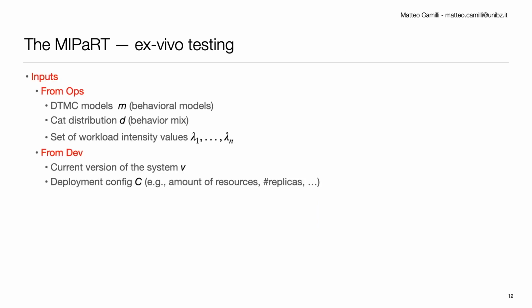So the ex-vivo testing stage receives as input a number of things to recreate and control the operating conditions. From the analysis of the operations stage, it receives as input a number of DTMC models that are essentially the behavioral models, the categorical distribution representing the behavior mix, and the set of important workload intensity values to be tested. From the development, it receives as input the current version of the system V and the target deployment configuration.